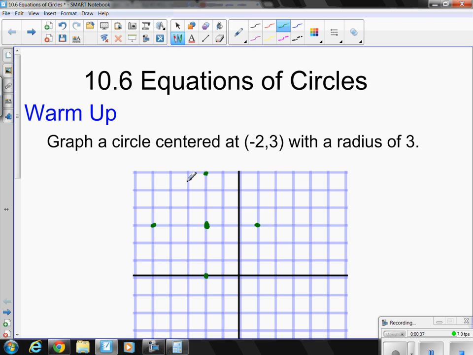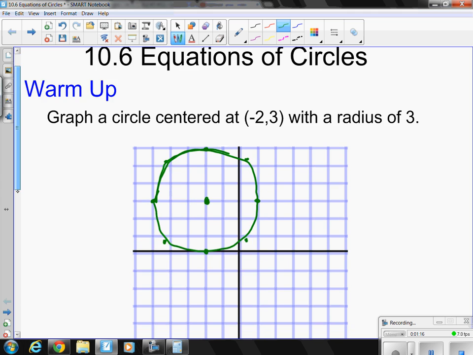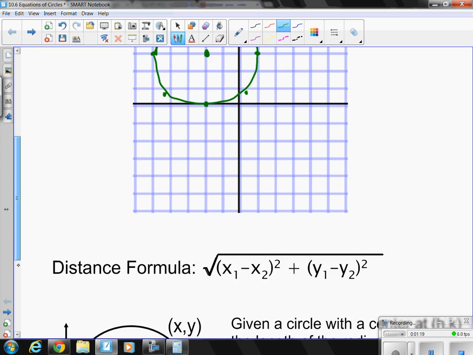So I got 4 points, but I'm going to estimate 3 units this way. Now 3 units this way isn't 1 unit, it's going to be more like this. And I'm going to estimate a few more points so that when I start to draw my circle, it looks a little bit rounder. Now it's not perfect by any means, but it gets the job done. Okay, so that's a circle. Notice how I plotted some points to help me draw.